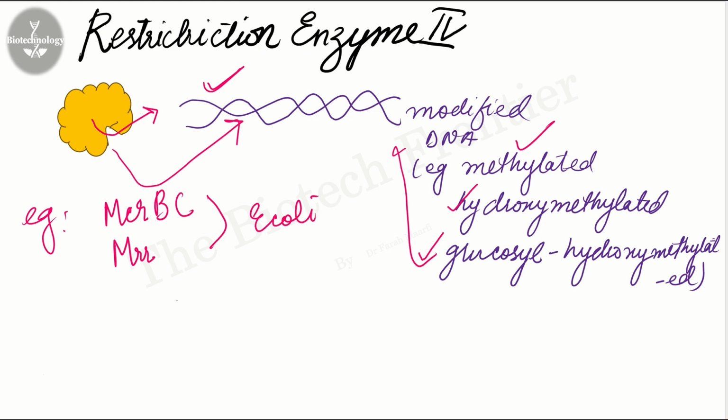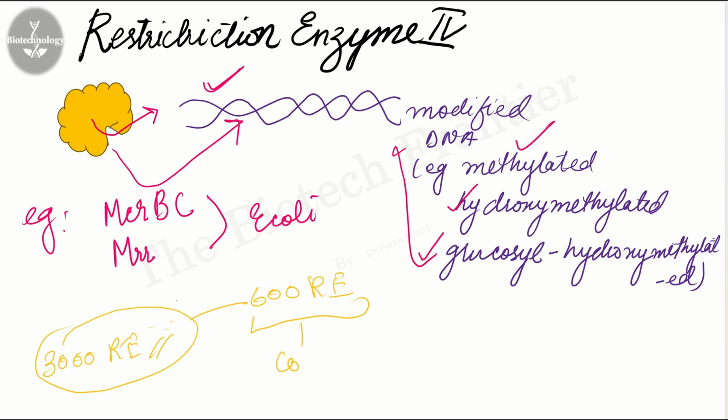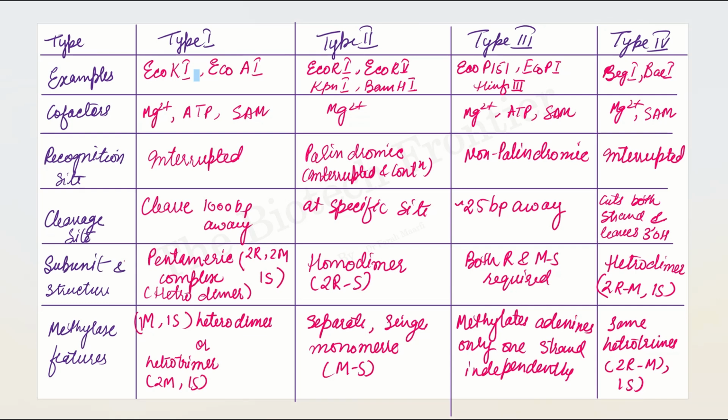More than 3,000 restriction enzymes have been studied till date, and more than 600 of them are commercially available. So, from the 3,000, around 600 restriction enzymes are commercially available for molecular cloning purposes. The table here represents the difference between these four types of restriction enzyme, that is type 1, type 2, type 3, and type 4.